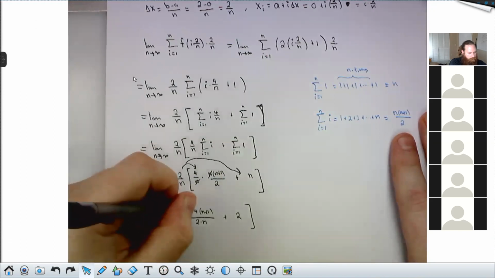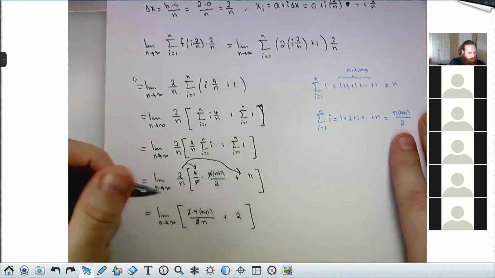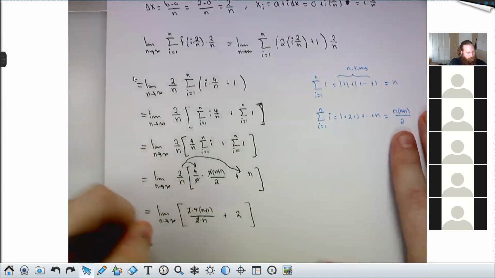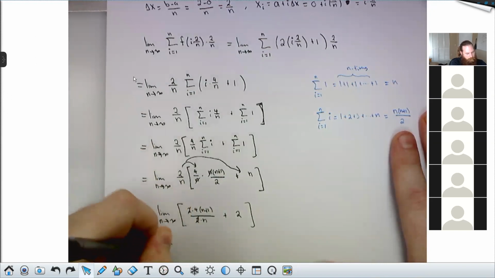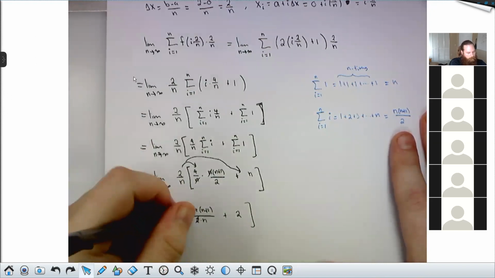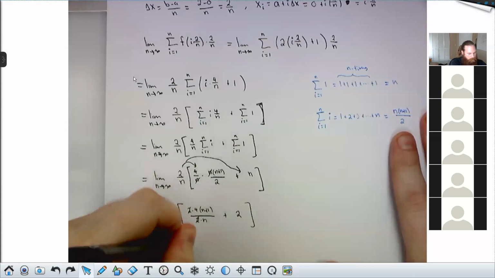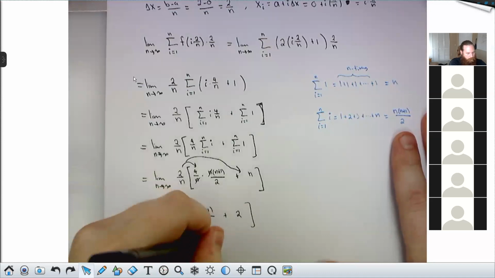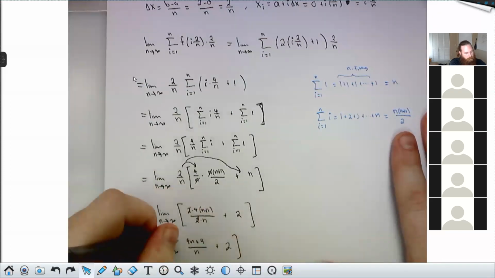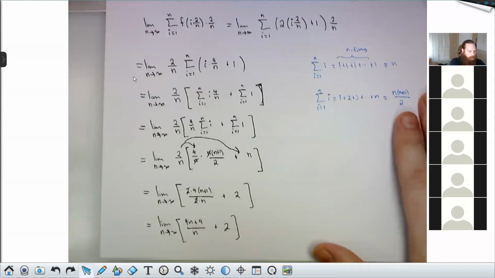These 2's cancel, and you end up with the limit as n goes to infinity. I can distribute the 4 here if you want. That's 4n plus 4 over n plus 2. So the limit as n goes to infinity of 2 is just 2. What's the limit as n goes to infinity of 4n plus 4 over n? 4.